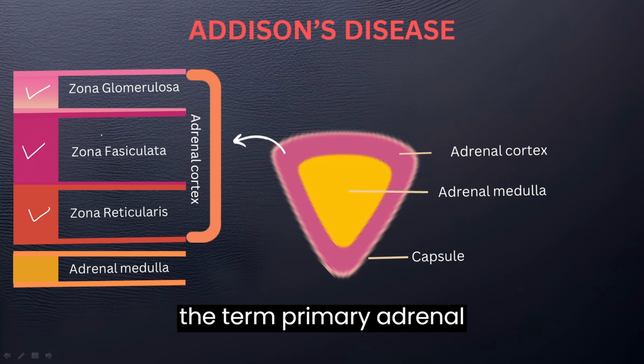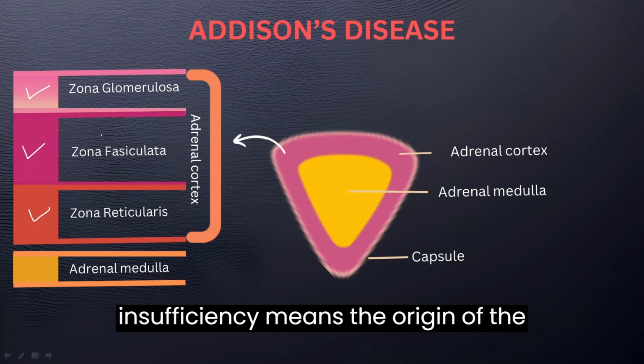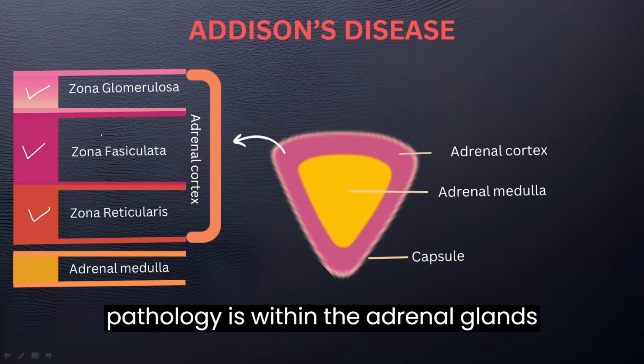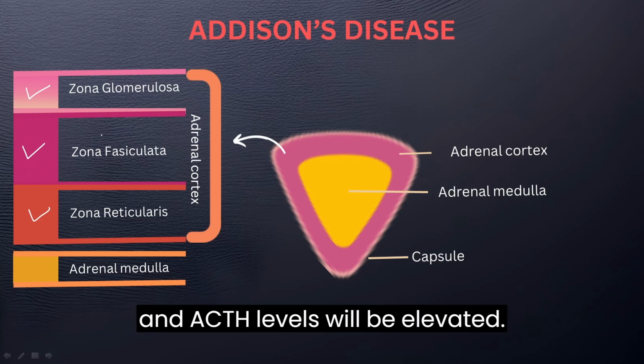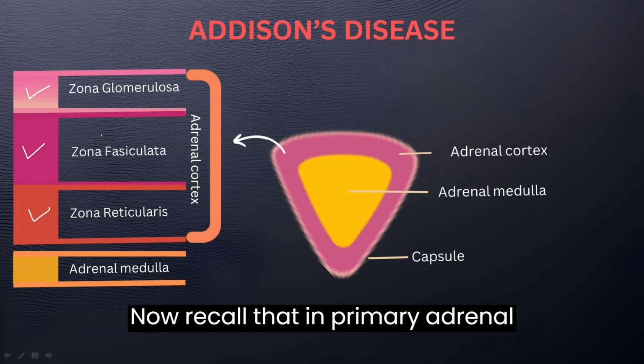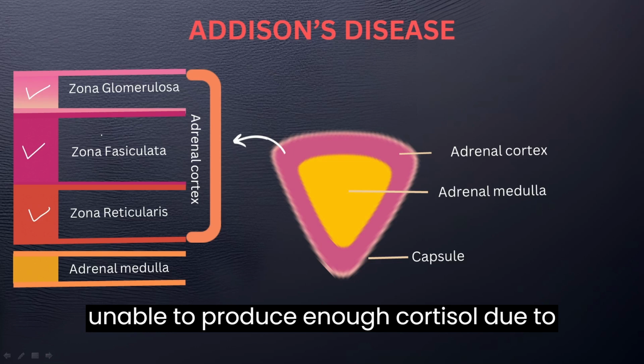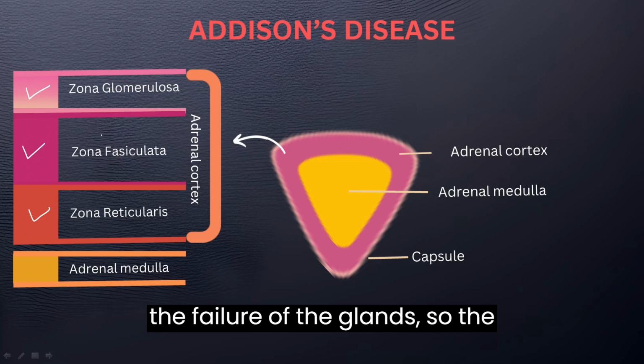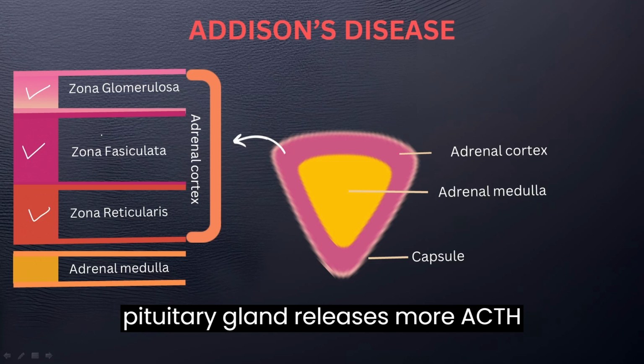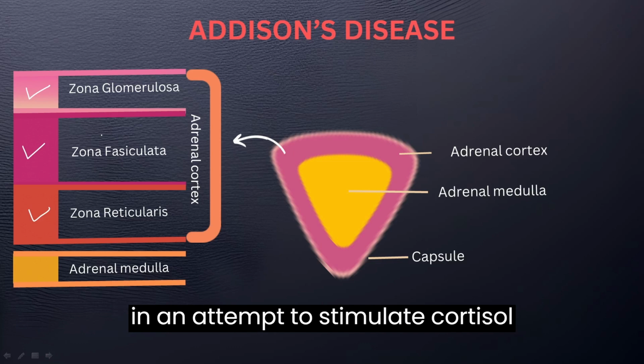So the term primary adrenal insufficiency means the origin of the pathology is within the adrenal glands, hence ACTH levels will be elevated. Now recall that in primary adrenal insufficiency, the adrenal glands are unable to produce enough cortisol due to the failure of the glands. So the pituitary gland releases more ACTH in an attempt to stimulate cortisol production.